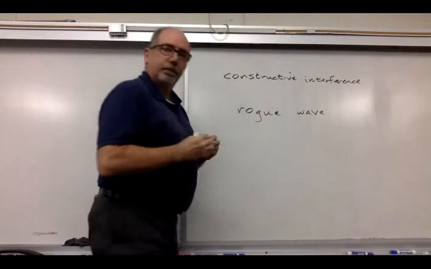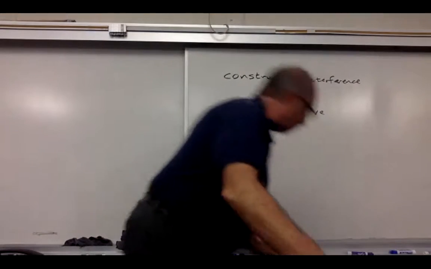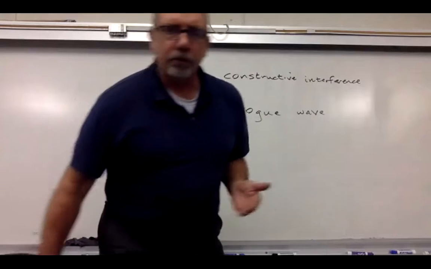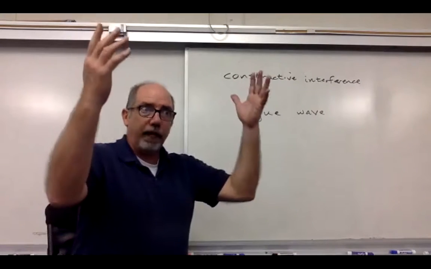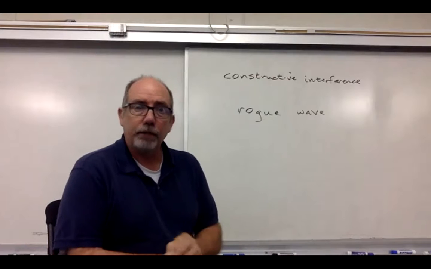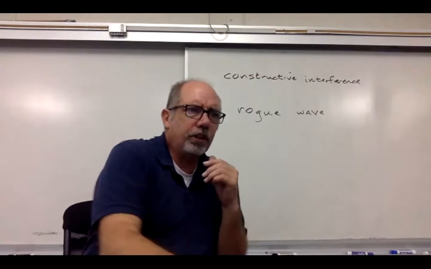A rogue wave. It was a wave that wasn't produced by a storm, it just appeared out of nowhere, this huge wave that capsized a ship. So I was wondering, what would produce such a thing?